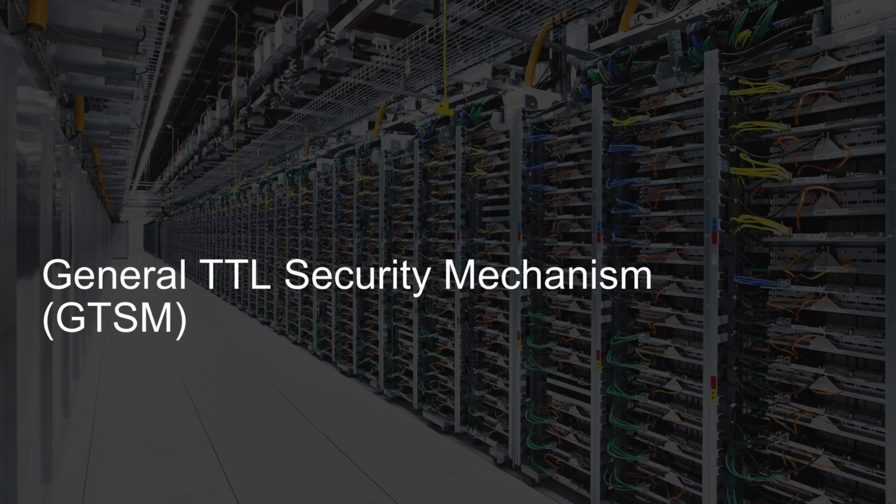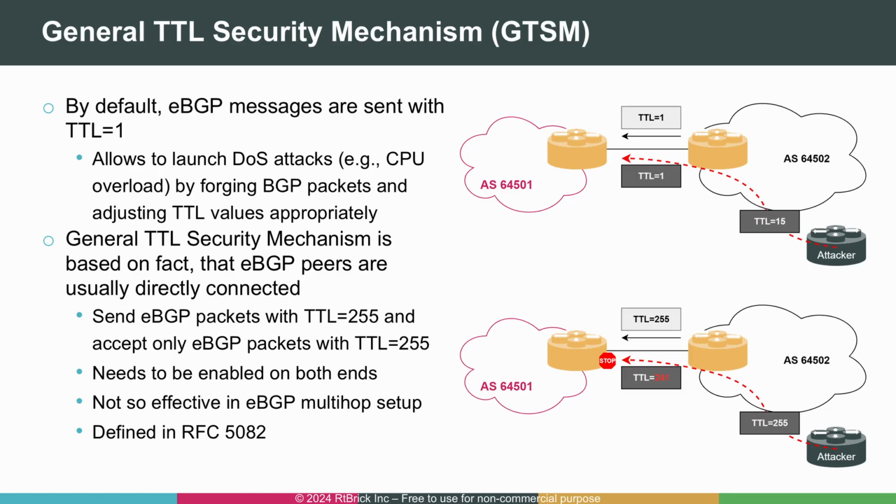Let's add another security concept to our toolbox. In this section, we'll briefly introduce the generalized TTL security mechanism. When you configure an external BGP session with a neighboring autonomous system, BGP messages are typically sent with a time-to-live value of 1. This is based on the assumption that eBGP peers are directly connected. If the eBGP peers are not directly connected, then eBGP multihop must be configured, which increases the TTL value to allow messages to traverse multiple hops. This default behavior, however, creates a potential attack vector.